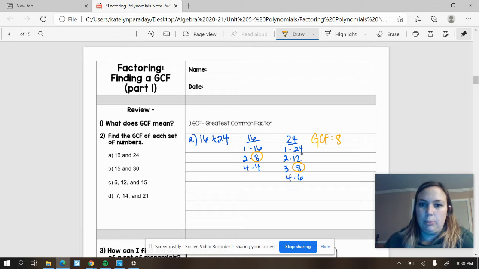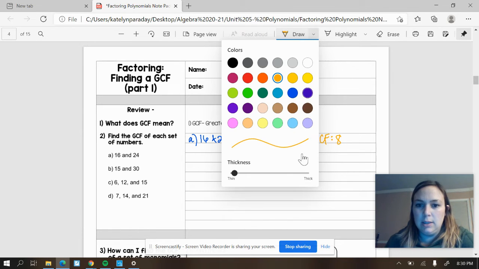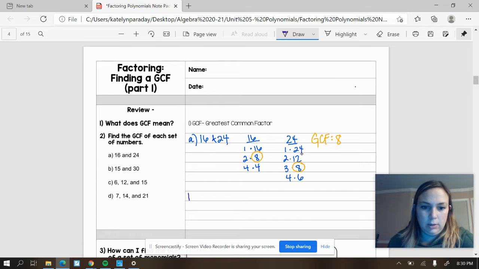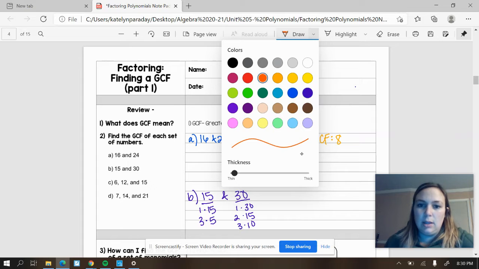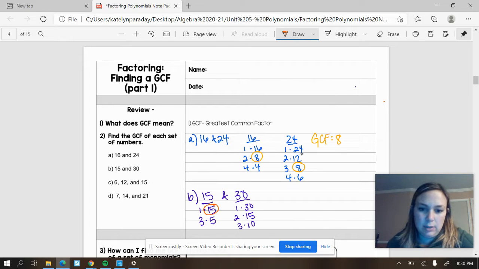Okay. Letter B, let me just get my color. I'm only going to do a couple of these. So B is 15 and 30. If I break those down, 1 times 15, 2, no, and then 3 times 5. For 30, 1 times 30, 2 times 15, 3 times 10, and we can keep going, but I already see that 15 is my GCF. So my GCF of 15 and 30 is 15. This you should have already learned before.